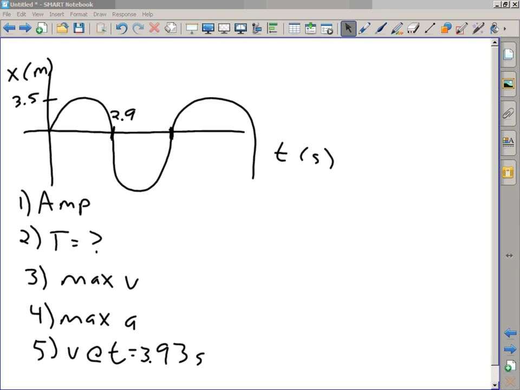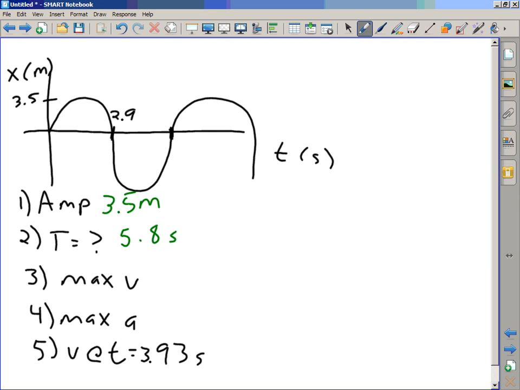So, number one, is just look at the graph, right? What's the amplitude? Unit. What's the period? 5.8. And we already have the unit, seconds. I gave you half a period. It's marked up there, right? You need to double that to get your actual period.